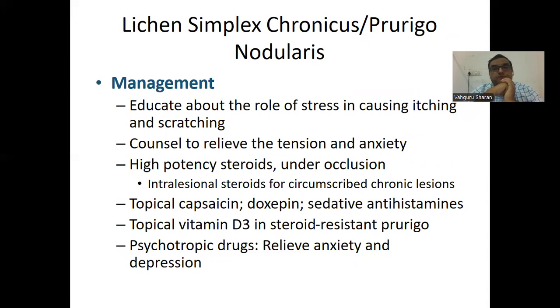Now, what is the management of lichen simplex chronicus and or prurigo nodularis? The patient should be educated about the role of stress in causing such itching and scratching. So, reduce stress. Counsel the patient to relieve tension and anxiety. High potency corticosteroids under occlusion are required, and intralesional steroids for circumscribed chronic lesions. Topical capsaicin, oral doxepin, and sedative antihistamines have been suggested. Topical vitamin D3 or vitamin D analogs in steroid resistant prurigo. To relieve anxiety and depression, psychotropic or antipsychotic drugs.